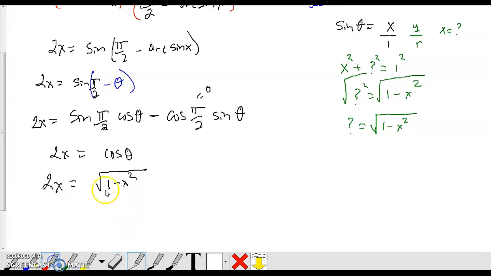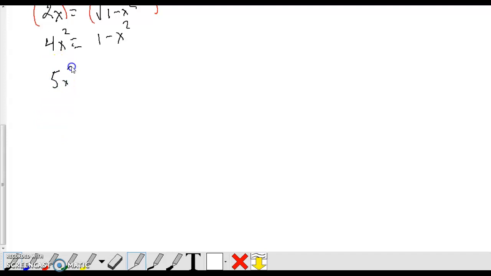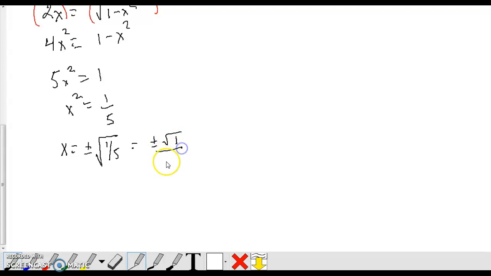How do I undo a square root? I'm going to square both sides. So square both sides. This is going to give me 4x squared is equal to 1 minus x squared. I'm going to add x squared to both sides. So I'm going to get 5x squared is equal to 1. Divide by 5. I'll get 1/5. And then I'm going to take the square root. So I'm going to get plus or minus the radical of 1/5, which is plus or minus 1 over root 5. Multiply root 5 on both top and bottom. So root 5 over 5.